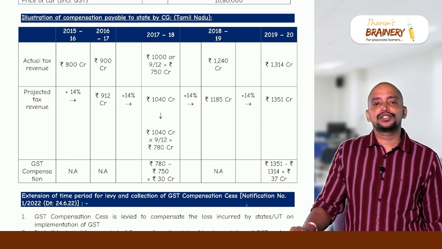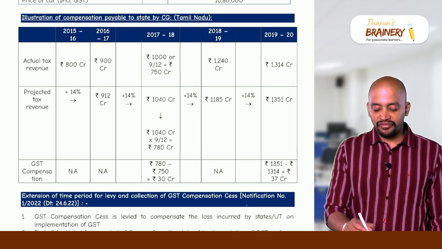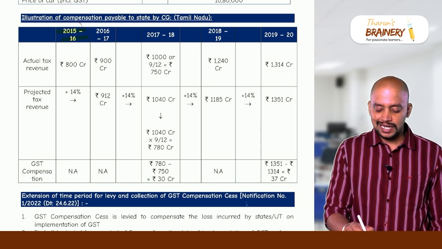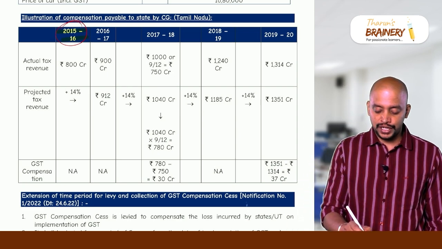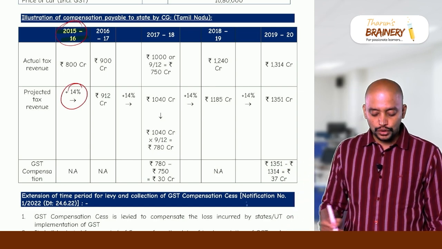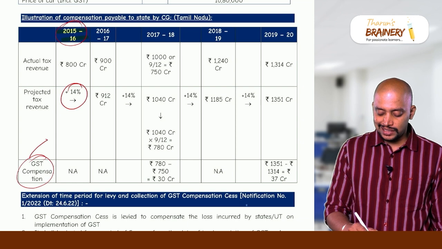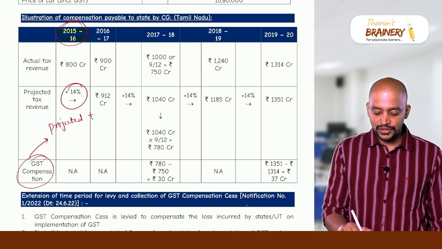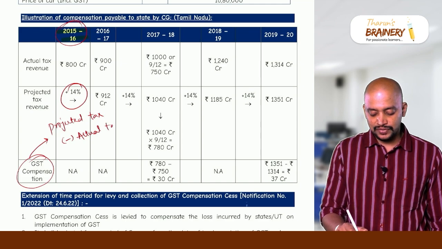Okay, what are the key points that you need to remember? What is considered as the base year? 2015-16 is considered as the base year. And then what is the growth rate that will be computed? 14% will be taken as the growth rate for every year. And how to compute the GST compensation? GST compensation is projected tax revenue minus actual tax revenue. Projected tax minus actual tax, that will be taken.